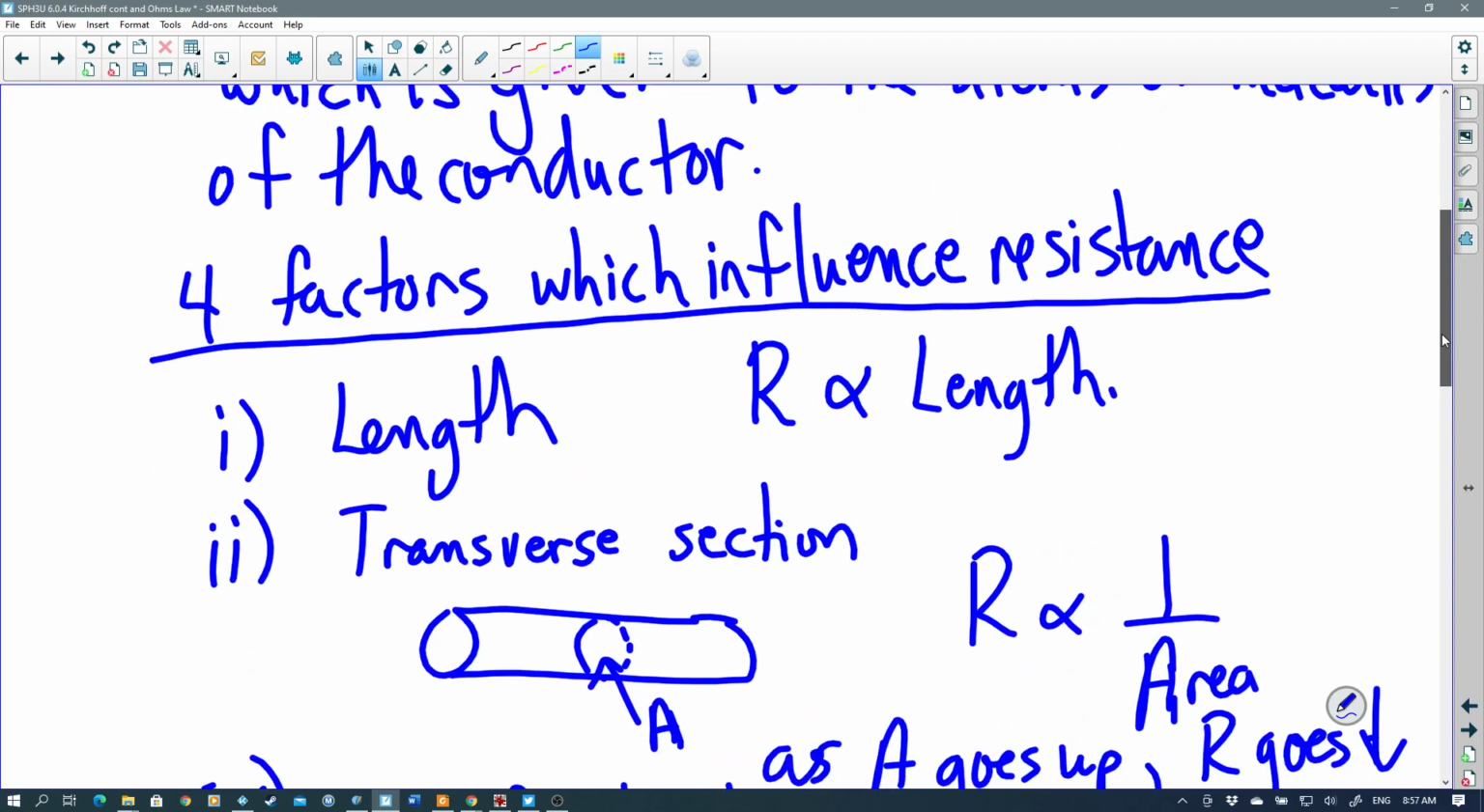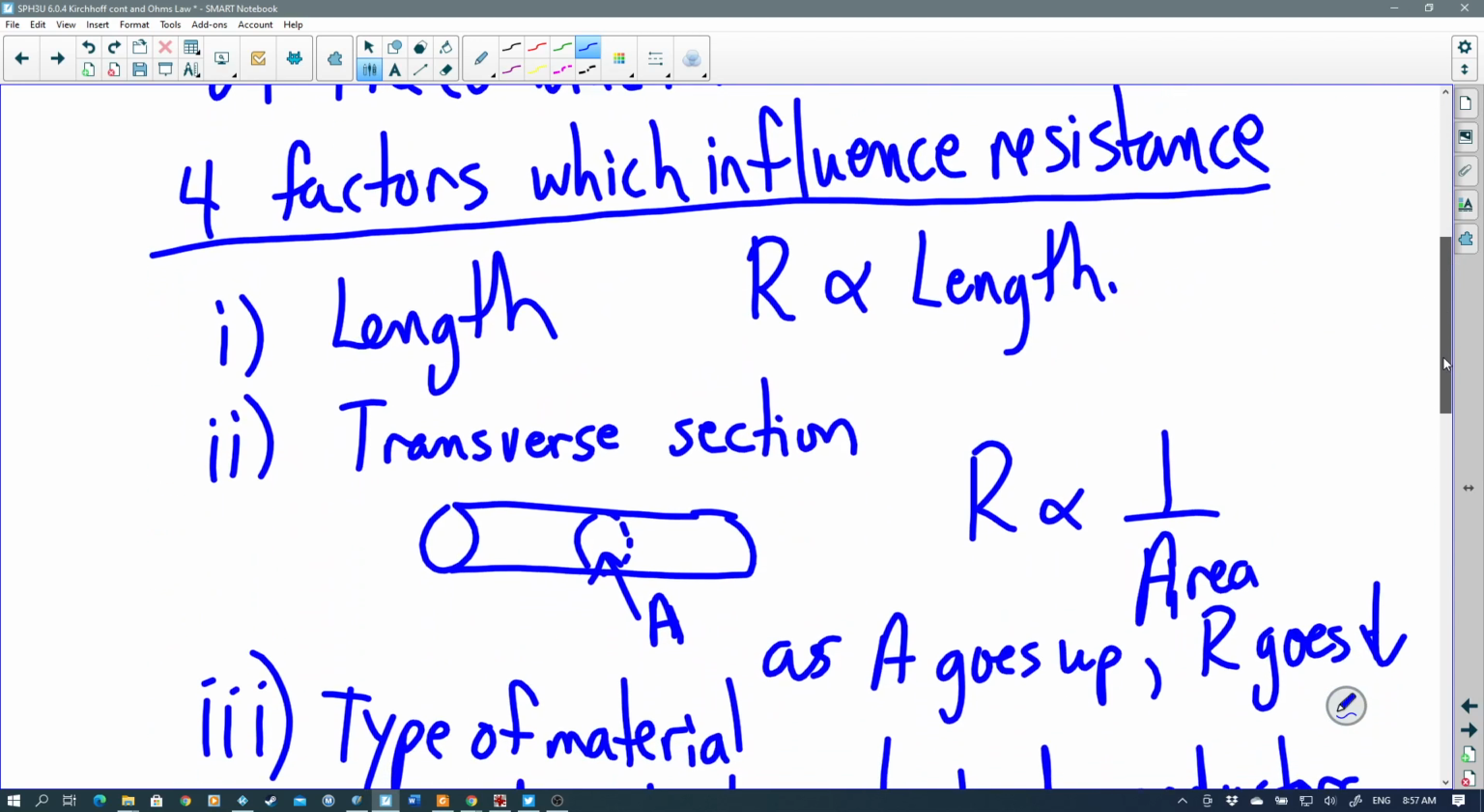Now, what are the four factors that influence resistance? So one of them is resistance is proportional to length. So hopefully you remember this proportionality symbol here. Basically, that just means that if the length increases, the resistance also increases. If the length decreases, resistance decreases. So I hope that makes sense, that the longer the wire is, the more molecules that the electrons have to get through. Therefore, it's going to be harder and harder for them to get through the longer and longer the wire is.